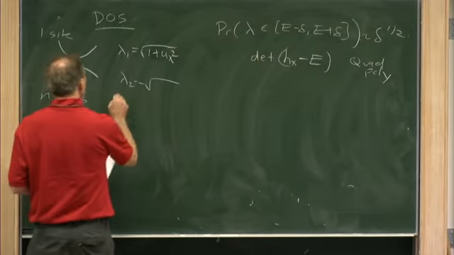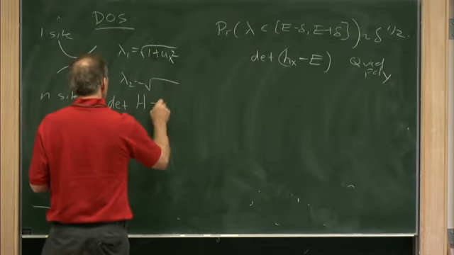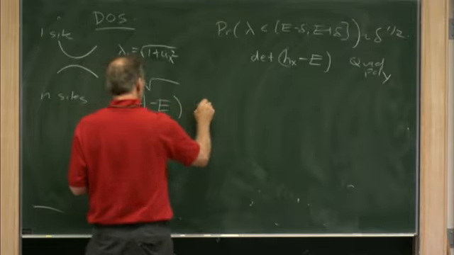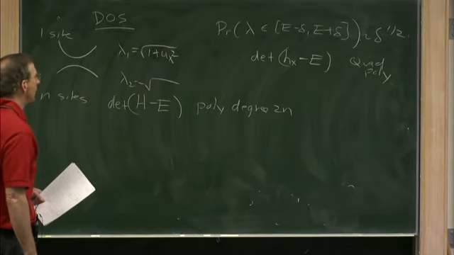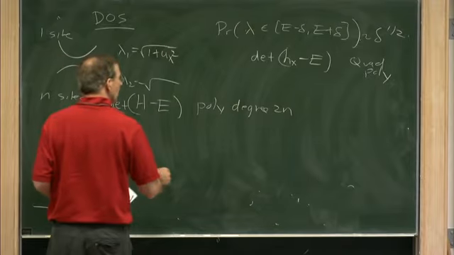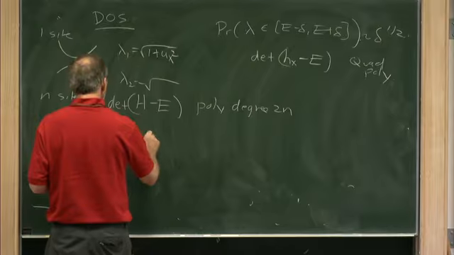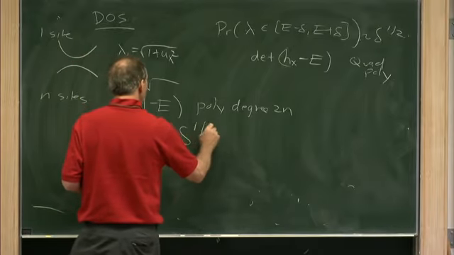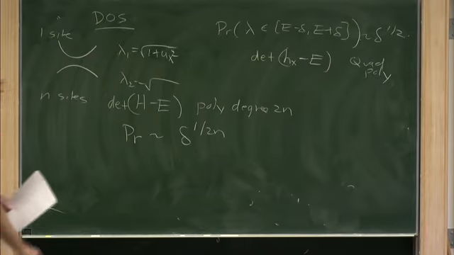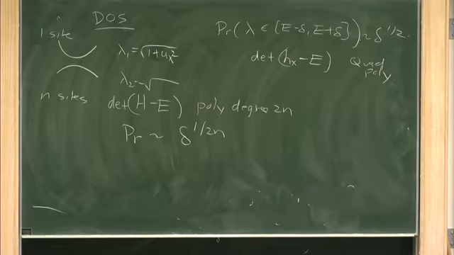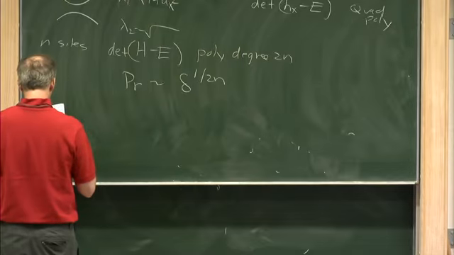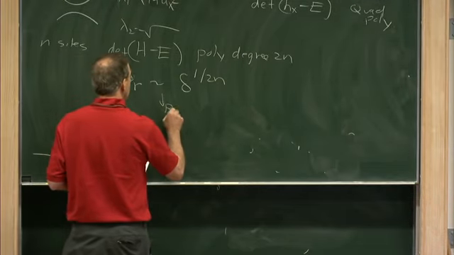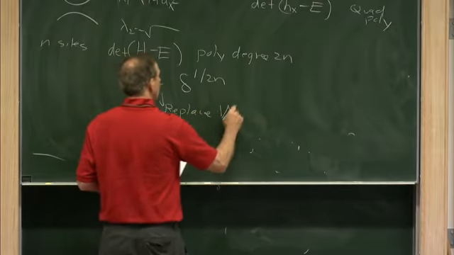If you have n sites, then the determinant of h minus e is a polynomial of degree 2n in the U's. Therefore, the probability is going like delta to the 1 over 2n. So obviously this is a much weaker bound than we're used to dealing with, at least in the traditional Anderson model, but it's actually quite workable. And this can actually replace the usual Wegner.